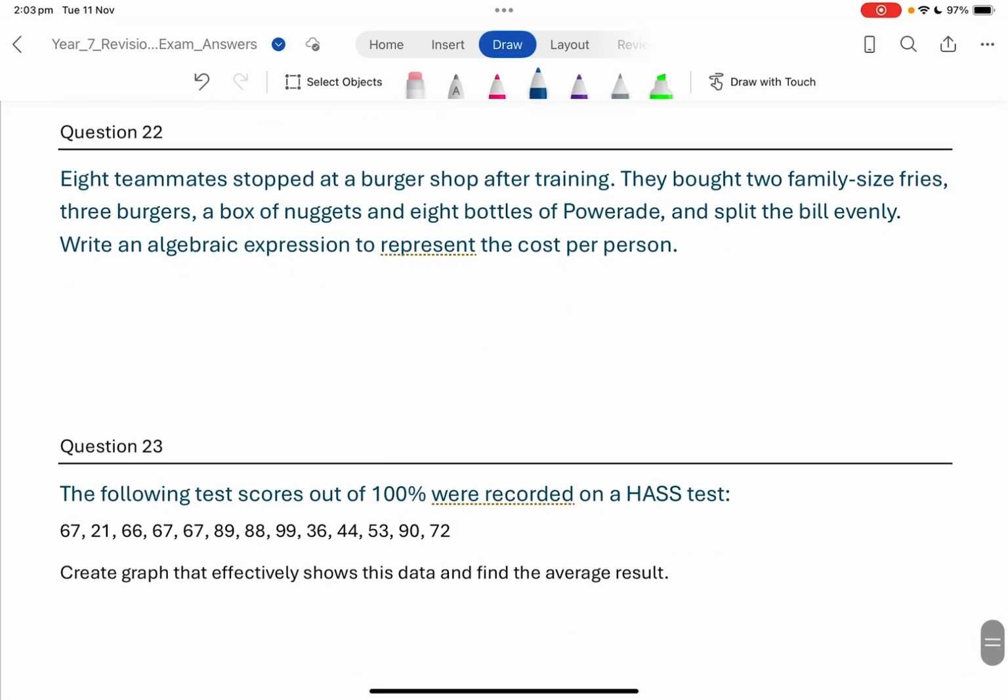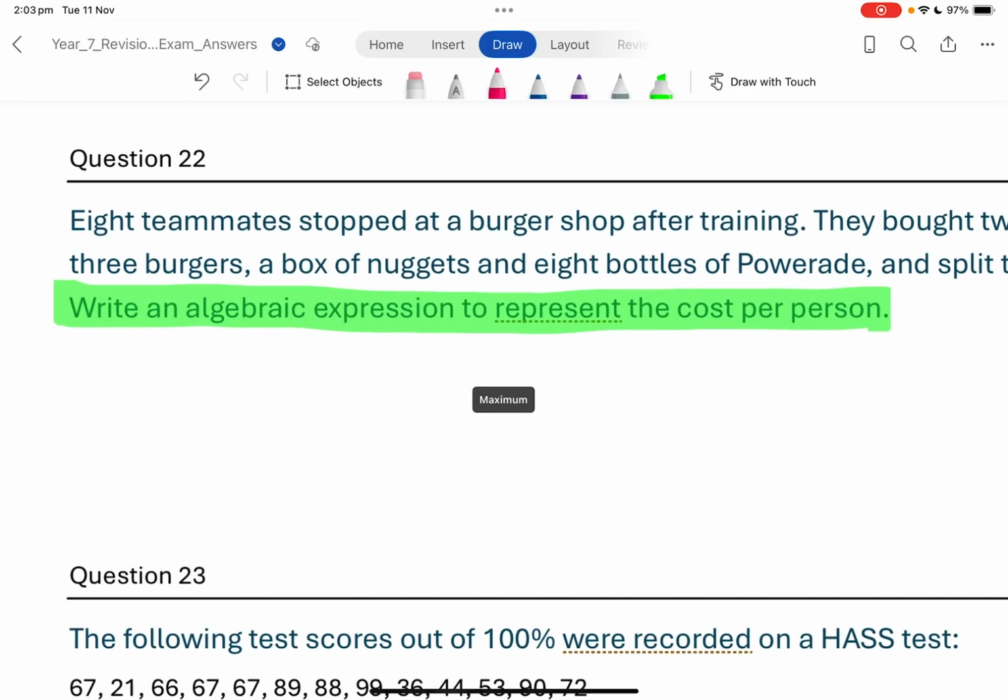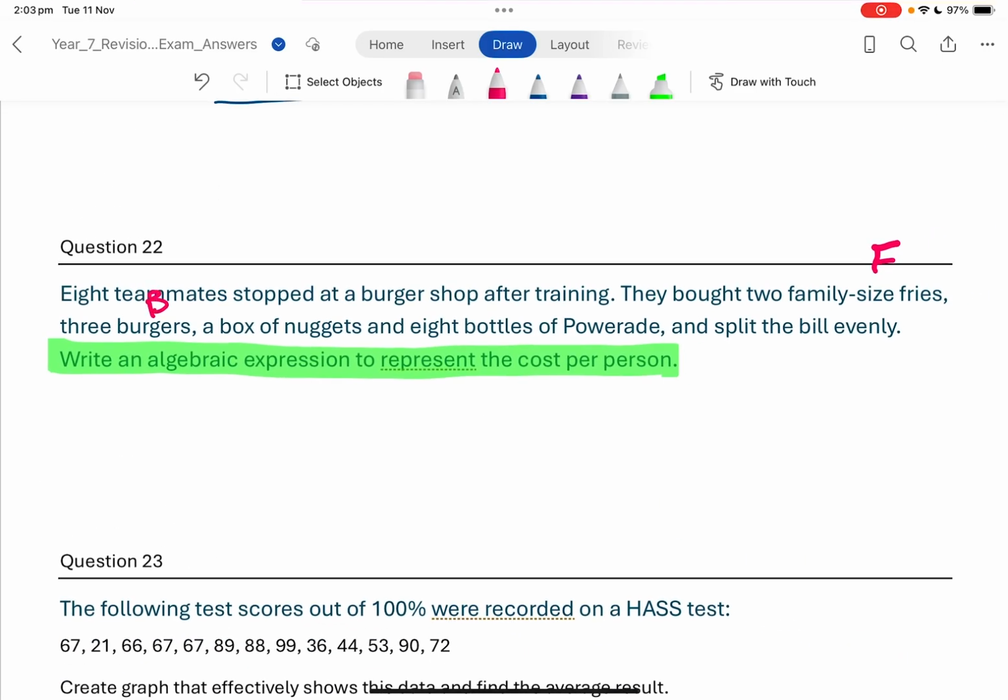All right, so we've got 8 teammates stopping at a hamburger shop after training. The gist of this question is that we have to write an algebraic expression. As we read through it, I'm going to assign some variables. A set of fries is represented by the letter F, burgers by B, a box of nuggets by N, and bottles of Powerade by P.